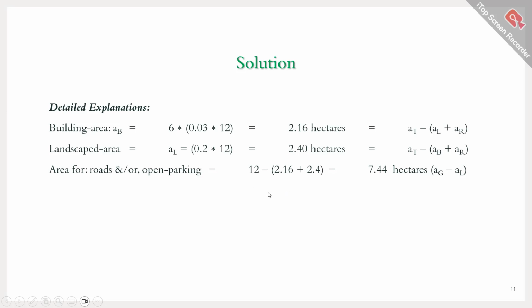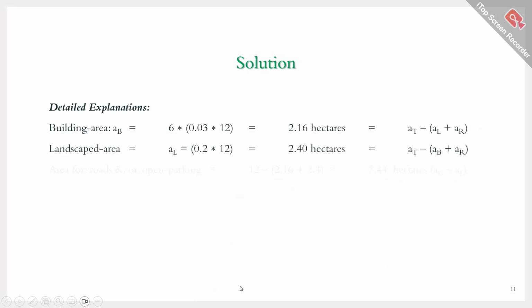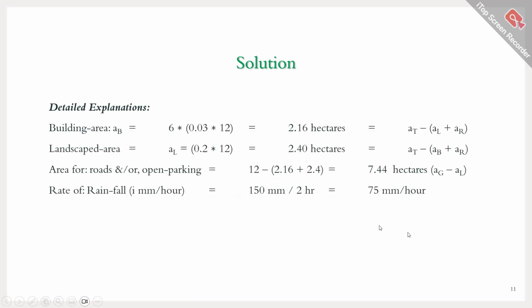Okay. Now, rate of rainfall or I millimeter per hour will be, sorry, there was one mistake while reading the problem. So heavy rainfall of 150 millimeter is within these 2 hours. So it is not per hour. Okay, that means per hour rainfall will be 150 divided by 2. That is 75 millimeter per hour.